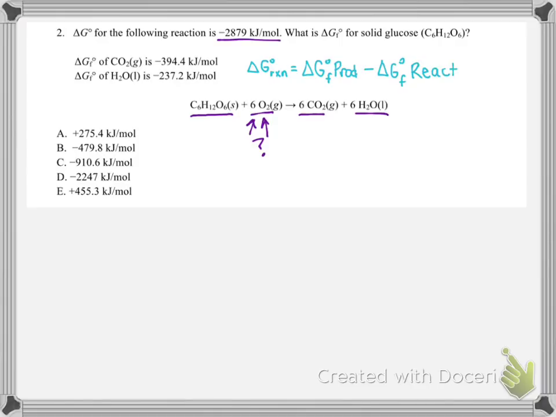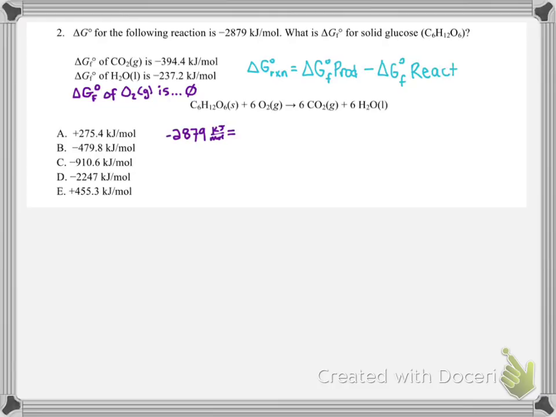O2 gas is in its standard elemental state, which means its free energy of formation, just like its enthalpy of formation, is, drum roll, 0. So we have all the information we need to solve for the free energy of formation of solid glucose.